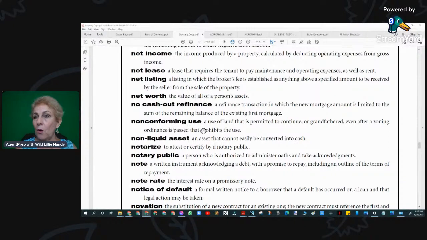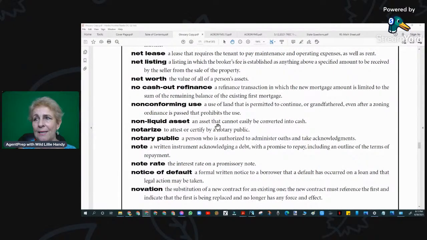Non-conforming use. So it doesn't conform to the norm. A use of land that is permitted to continue, or grandfathered, even after a zoning ordinance is passed that prohibits the use. Okay, so let's say there was a little business, and that area was now being converted into residential, but the commercial business, a store or shop, was there. So it is grandfathered in. It is a non-conforming use because the zoning changed. So it stays grandfathered in until it is not necessarily sold, but until it's torn down and rebuilt, then it has to meet the new zoning.